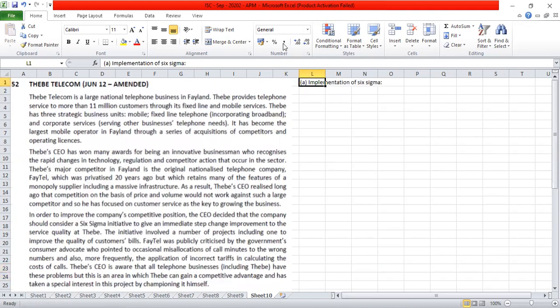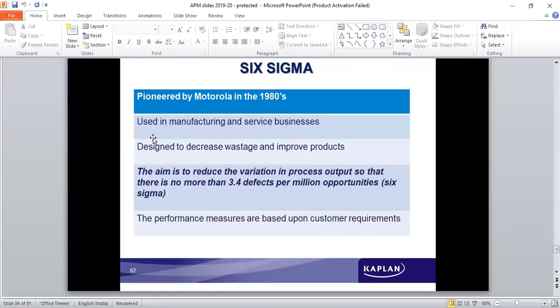We are looking at implementation of Six Sigma. We see that it can be used in manufacturing and service businesses. Then the purpose is to decrease wastage and improve products or services. So basically, decrease wastages or eliminate the defective ones from being produced. So that's the focus area there.